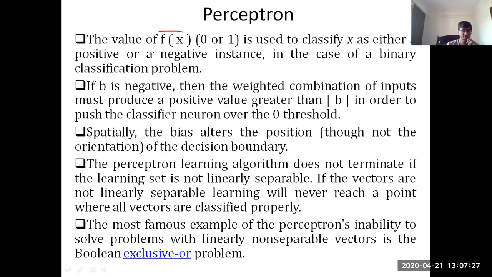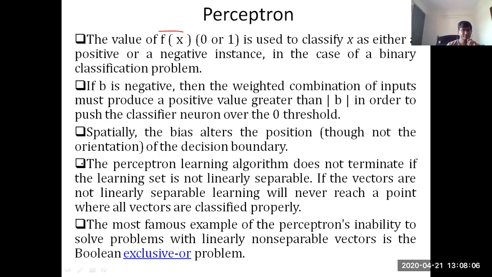In most of the cases we see that the neuron does two kinds of jobs. Either it excites, that is, it fires in terms of giving the value 1, or it inhibits its input by producing the value of 0. Now, if this bias value B is negative, then the weighted combination of the inputs must produce a positive value greater than this bias in order to push the neuron over the 0 threshold. And practically, it has been found that this bias alters the position of the decision boundary, as I have already made clear.